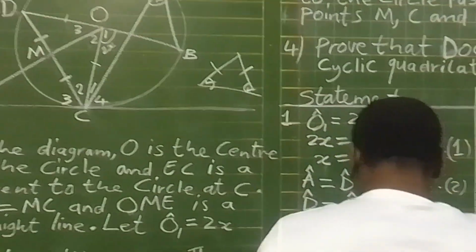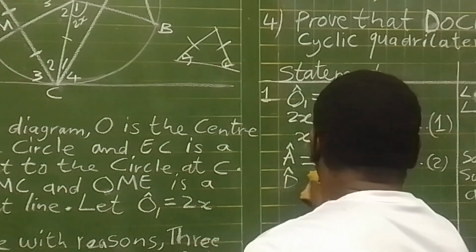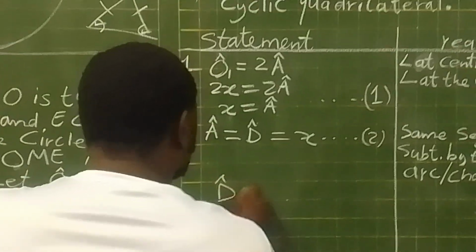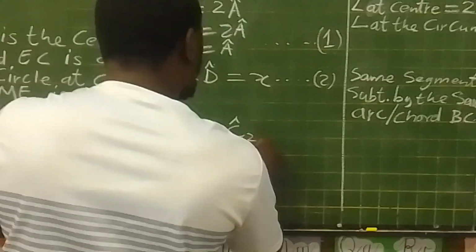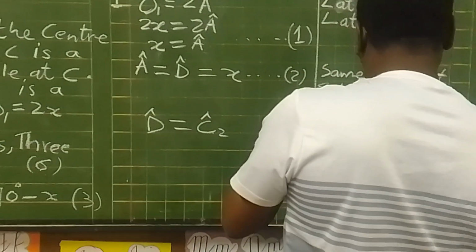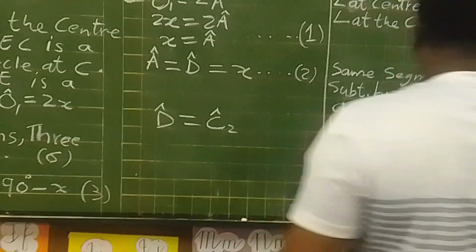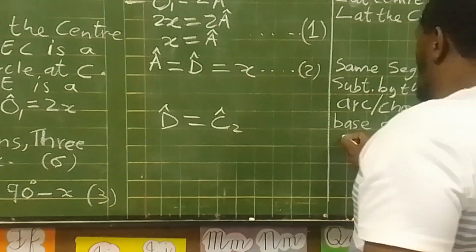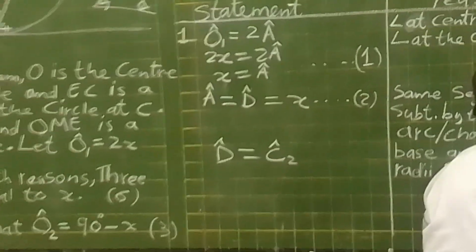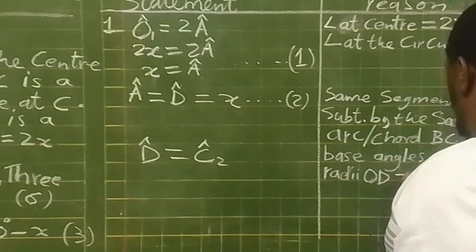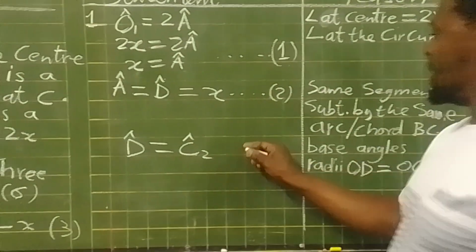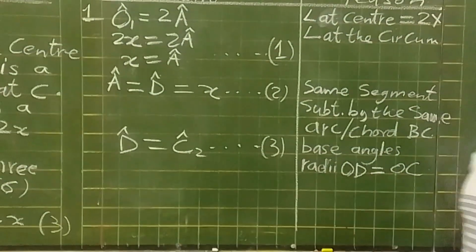So you say angle D is equal to angle C2. Reason being, base angles arising from radii OD is equal to OC. Now this is the third angle. You've taken all your 3 marks.